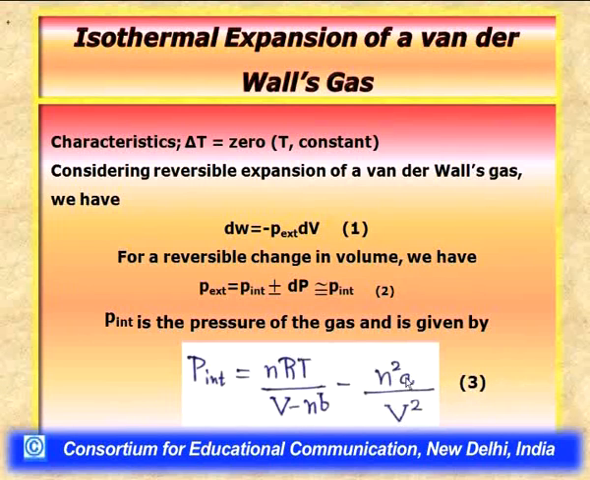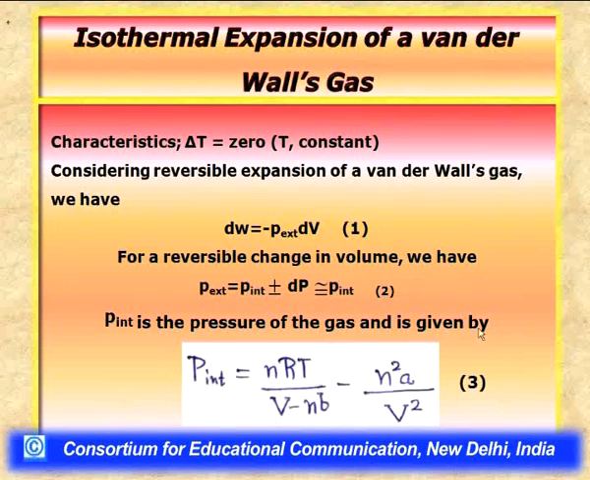Now, minus n square a by V square, with n again the number of moles, V the volume, and a a measure of the forces of attraction which operate between constituent chemical species. So, pressure will not just be related to nRT by V, but will account for excluded volume, and will also be calculated taking into account the forces of interaction. That is how the van der Waals equation is very important for real gases.